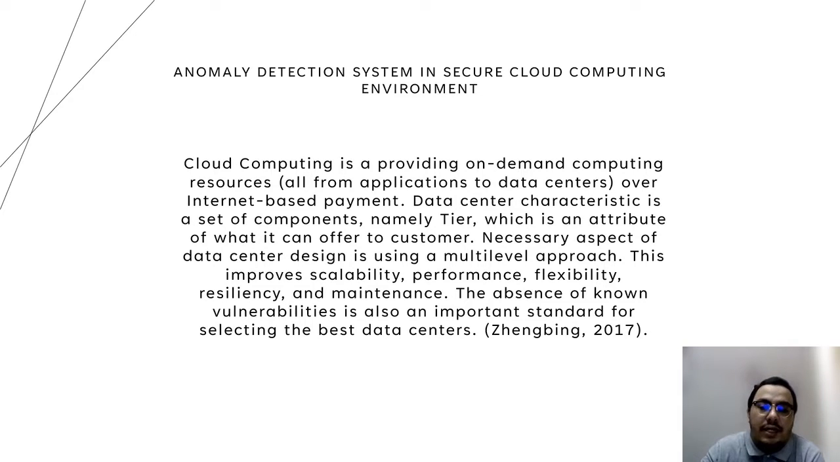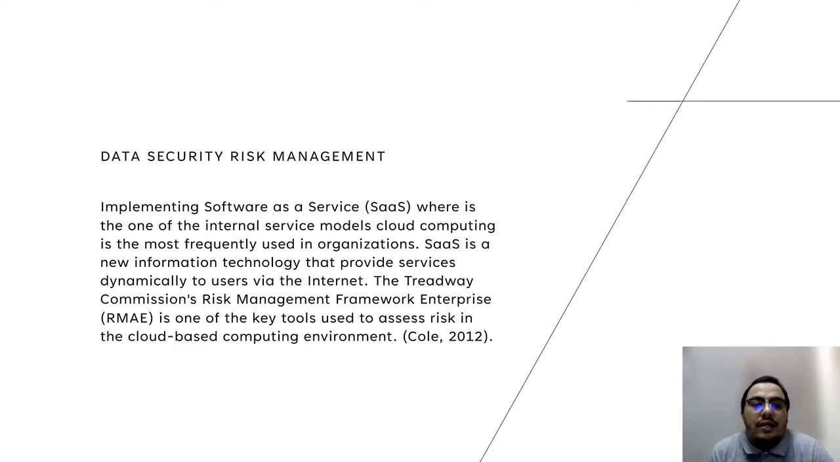Anomaly detection system in secure cloud computing environment. Cloud computing provides on-demand computing resources, from applications to data centers, over the internet on a pay-per-use basis. Data center characteristic is a set of components, namely tier, which is an attribute of what it can offer to the customer. A necessary aspect of data center design is using a multi-level approach. This improves scalability, performance, flexibility, resiliency, and maintenance. The absence of known vulnerabilities is also an important standard for selecting the best data centers.